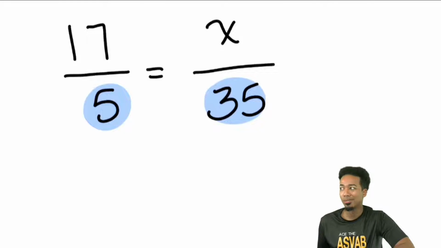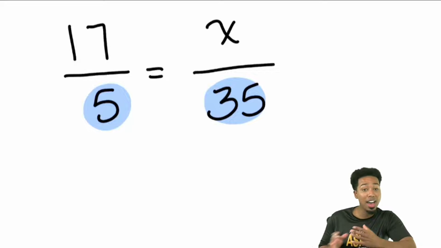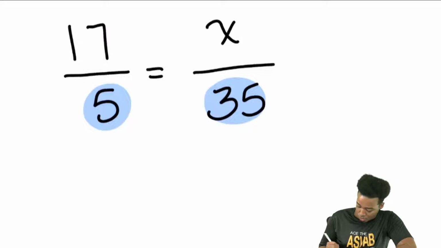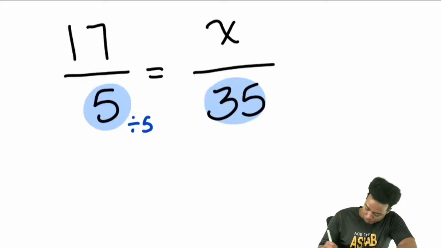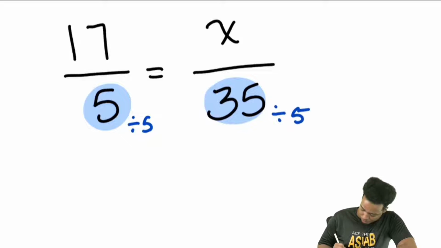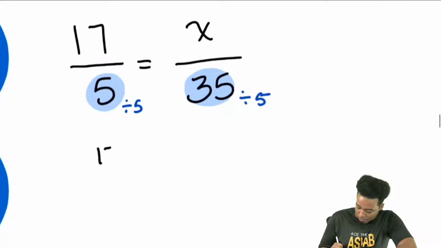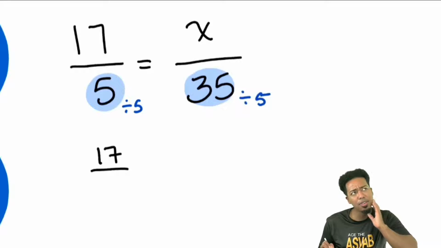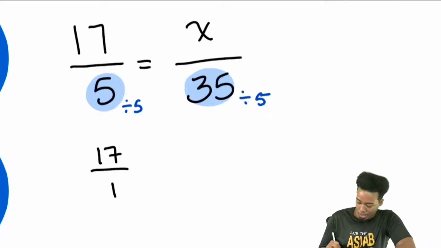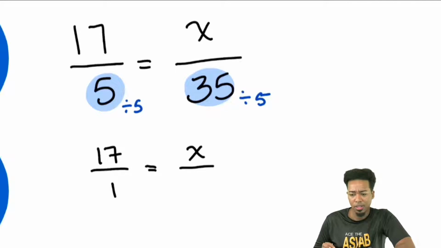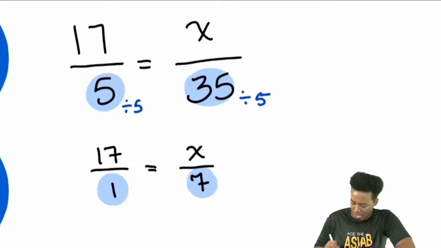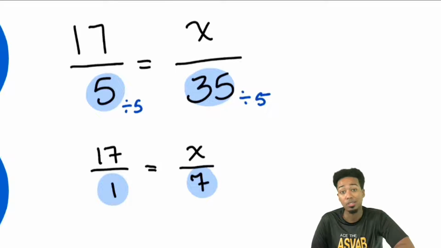Everybody, what can I divide out of 5 and 35? Right, you can divide 5 out of both of them. And if I were to do that, take a look at what happens. We now have 17 over 5 divided by 5, which is 1. And then 35 divided by 5, what's that going to be, everybody? 7. Look at that. We just gave ourselves a much, much easier time.